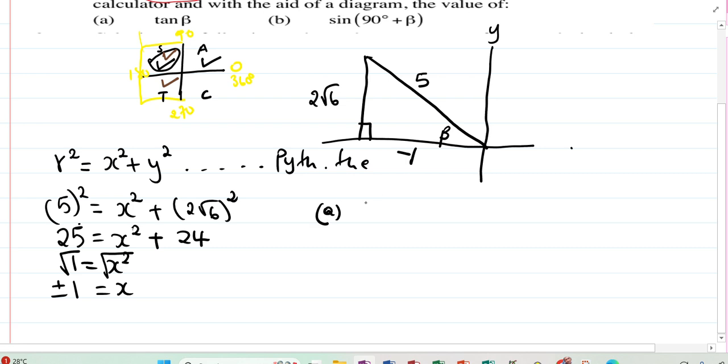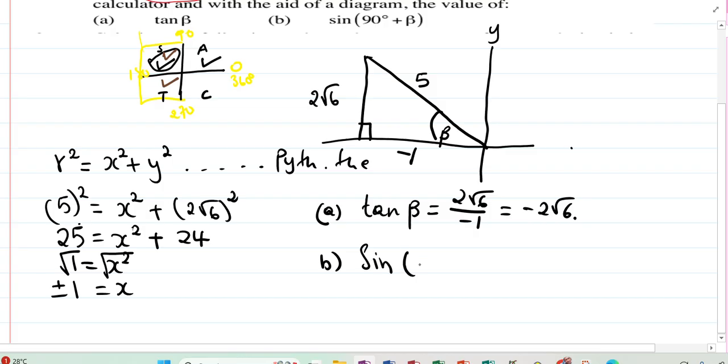The first question says, calculate the tangent of beta. Now, what is the tangent of beta? I am going to get my answer from the diagram. So I know that tangent is equal to opposite over adjacent. So the side opposite beta is 2 square root of 6. Adjacent is -1, meaning that my answer is -2 square root of 6. Moving on to the second one, the question had wanted me to calculate the sine of 90 plus beta.